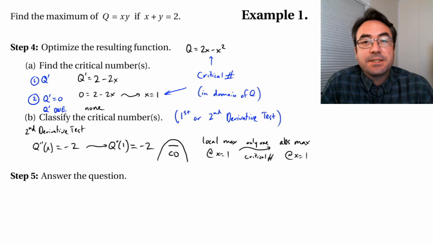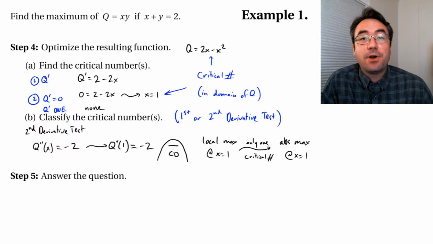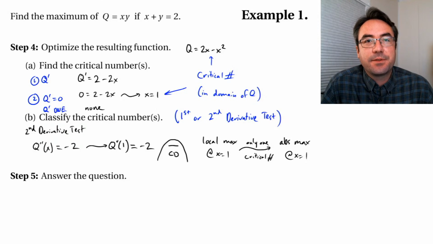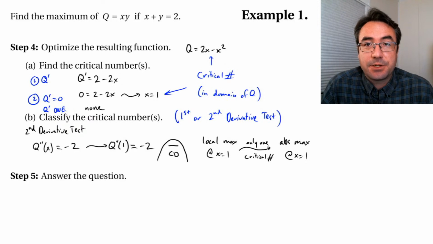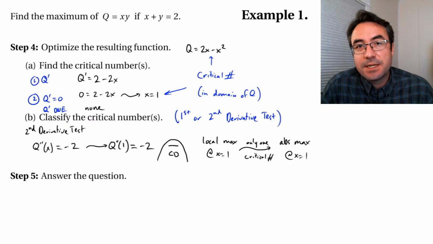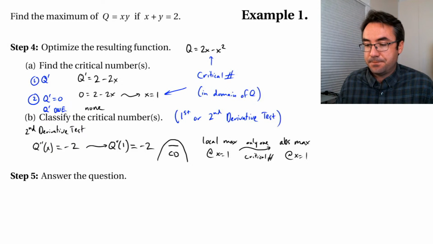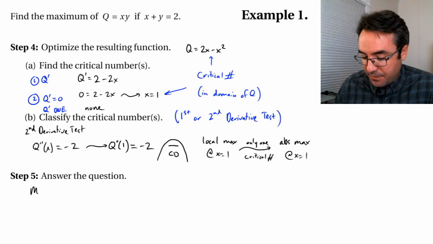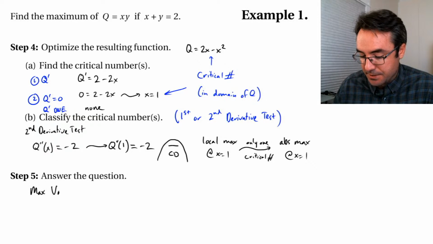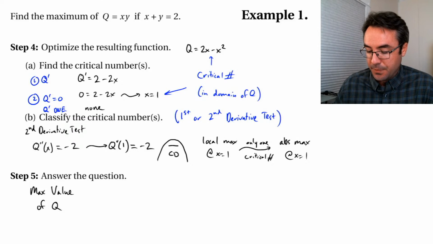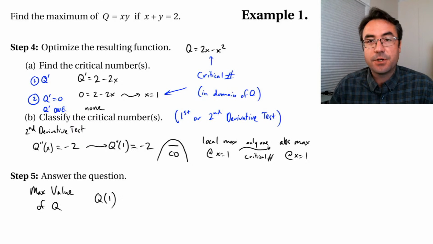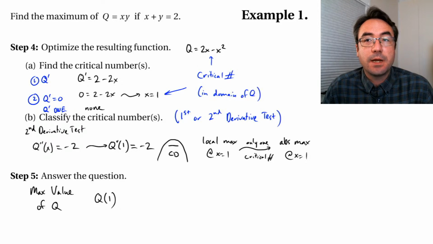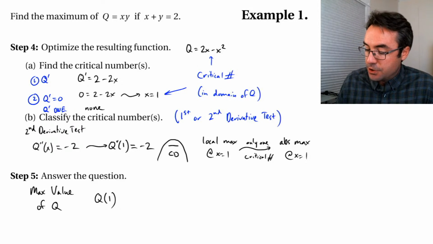The last step is really just to make sure we've gone through and found everything the question is asking for. So we found where the absolute max occurs, but the question is actually asking for the maximum value of Q. So that's what we really want to find to actually answer the question. We take our function Q and plug in our critical number.